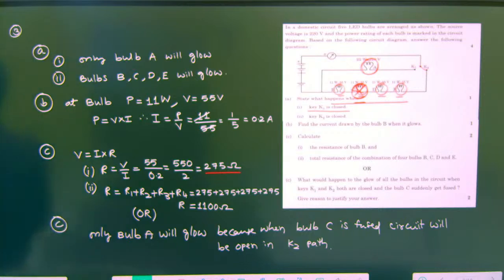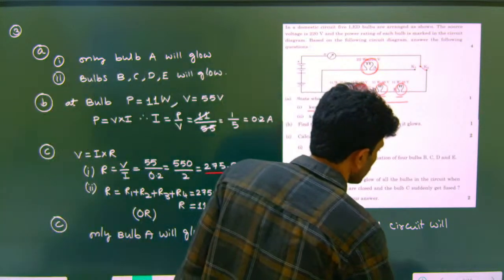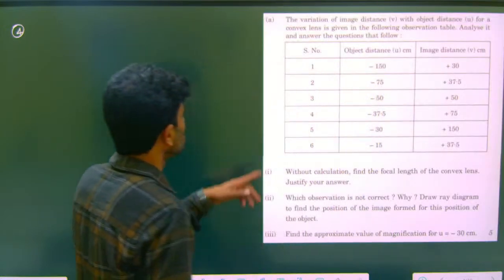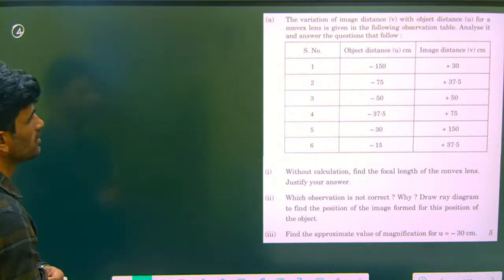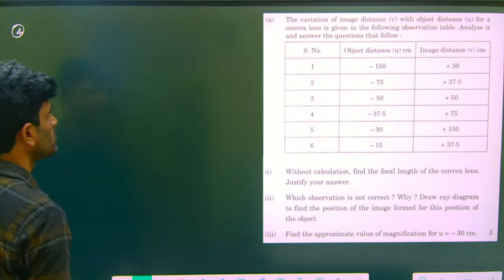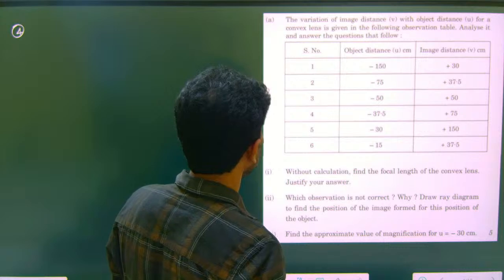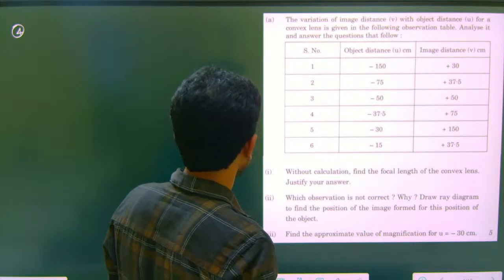Are you there? Yes, okay. Now let's see the next question. This is one more 5 marks question, after the 4 marks case study question. Now this is another one related to light. This is also a previous year 5 marks question. Information is given. Based on this information, you have to answer the questions.